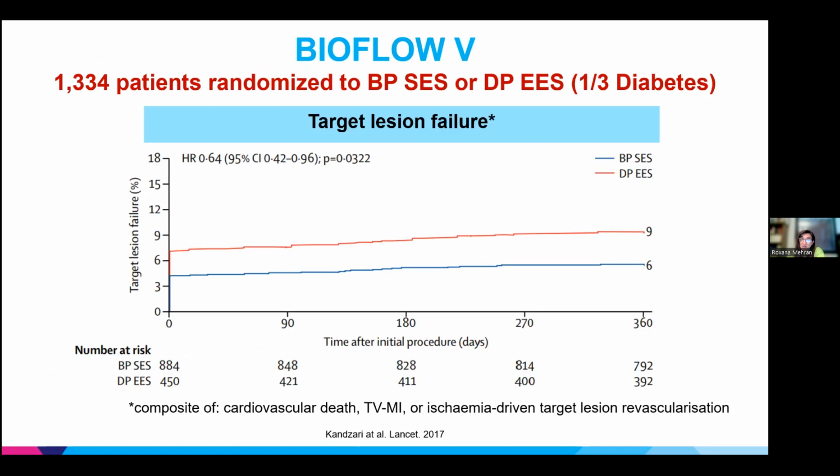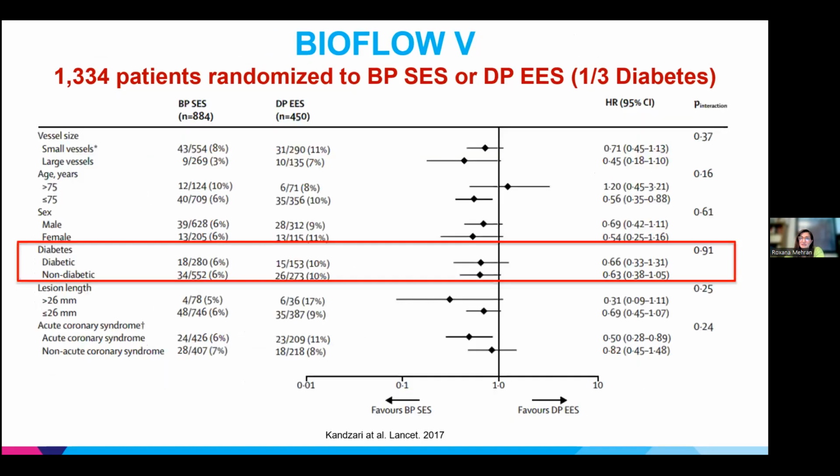One third of these patients were diabetic. It would be really interesting to see whether that effect was seen. There was no interaction. You see that diabetic and non-diabetic patients did very, very well against the Xience stent. So BioFlow, this next generation of stents, may have some interesting advantage even over the Xience stent. Obviously, we need much larger studies. We have so much data on Xience, and this is a very, very interesting new technology that we need to look at.